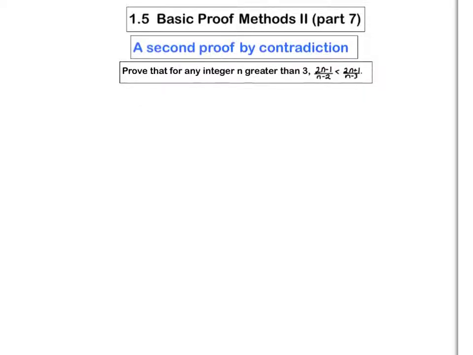So here we're going to do another proof using the method of contradiction. We're going to show that for any integer n greater than 3, (2n minus 1) over (n minus 2) is smaller than (2n plus 1) over (n minus 3). So please put your video on pause and write that out in symbols for me.